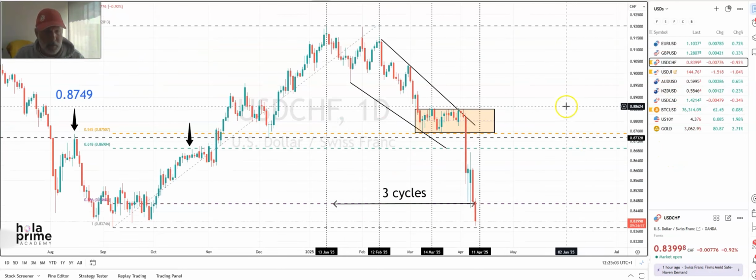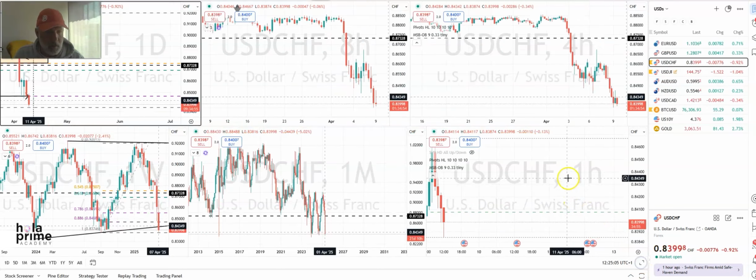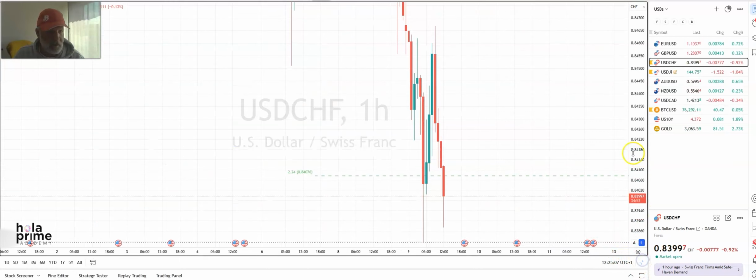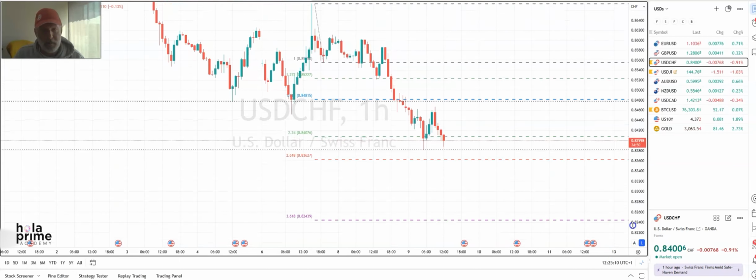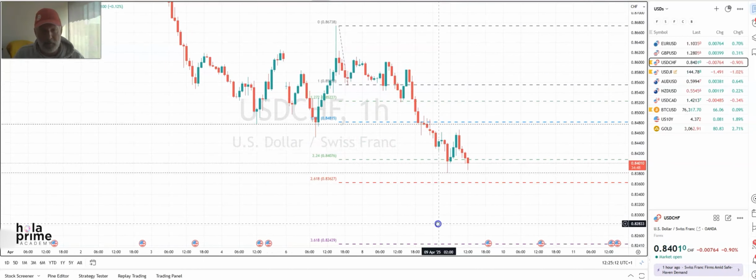And then last but not least, we're going to have a look at dollar Swiss, and this is a shorter time frame. This is actually the 1 hour time frame. We've got a 261.8% extension level located close to 0.8362. That could be seen as the completion of a bearish Elliott Wave count.